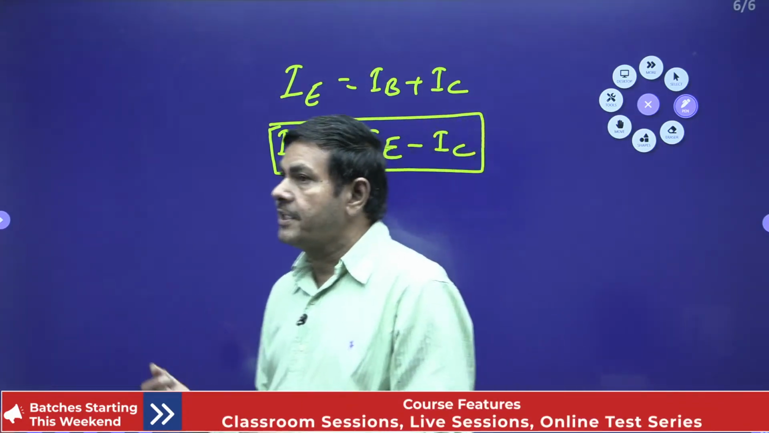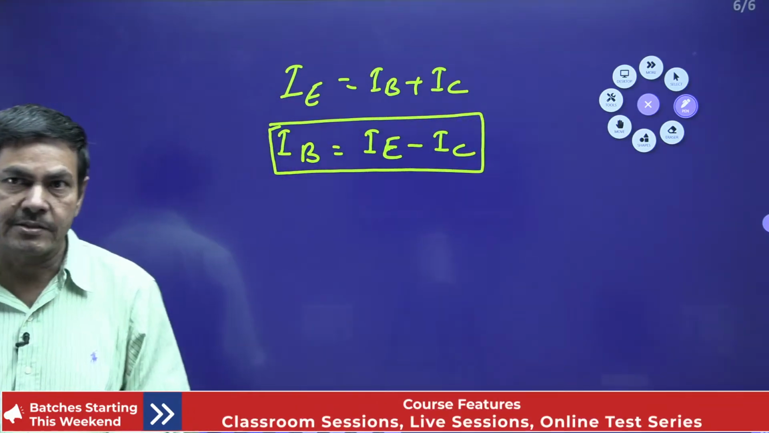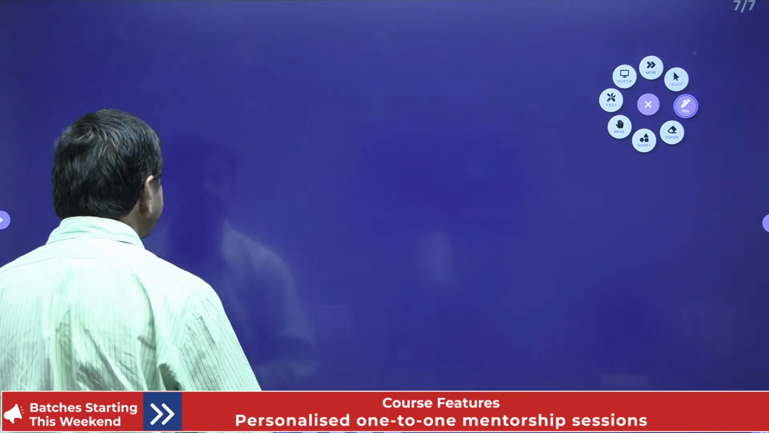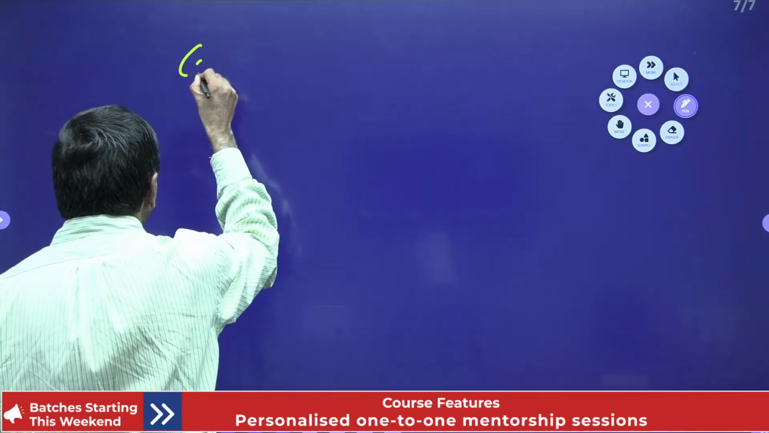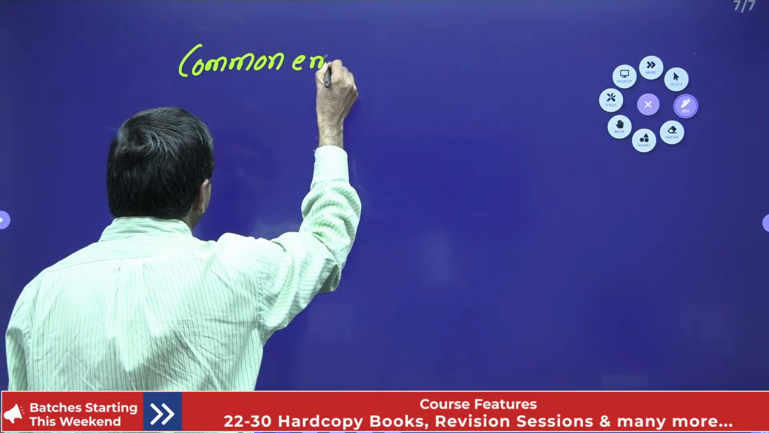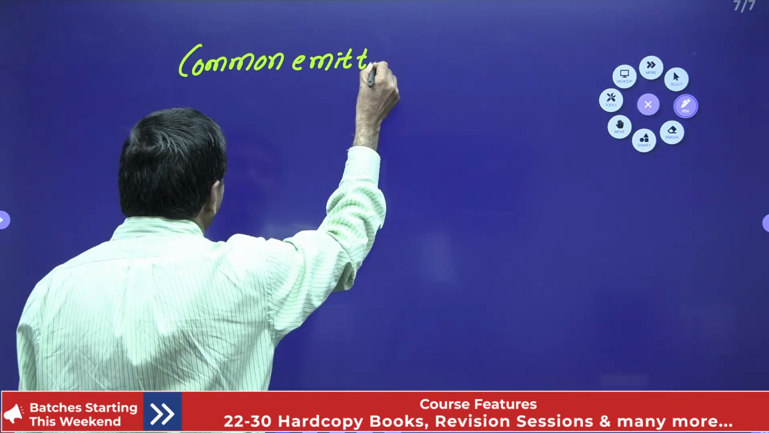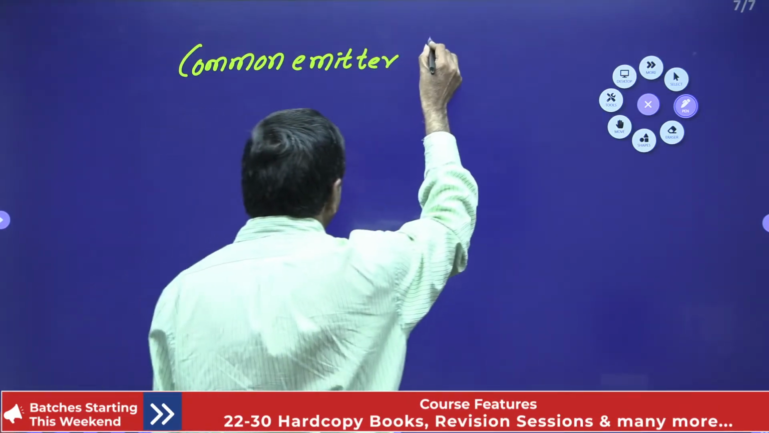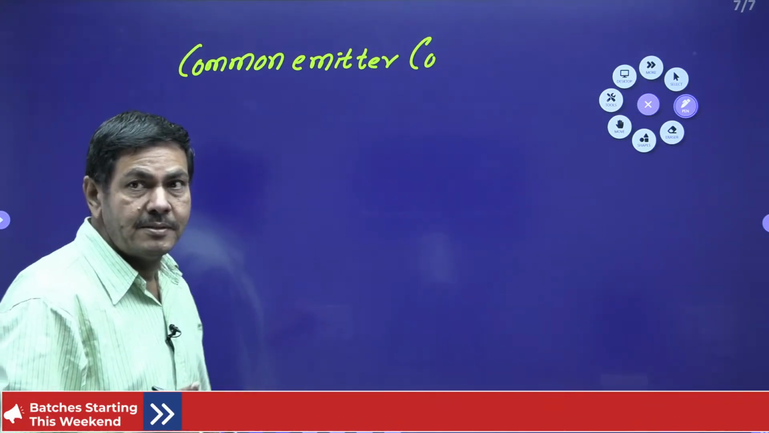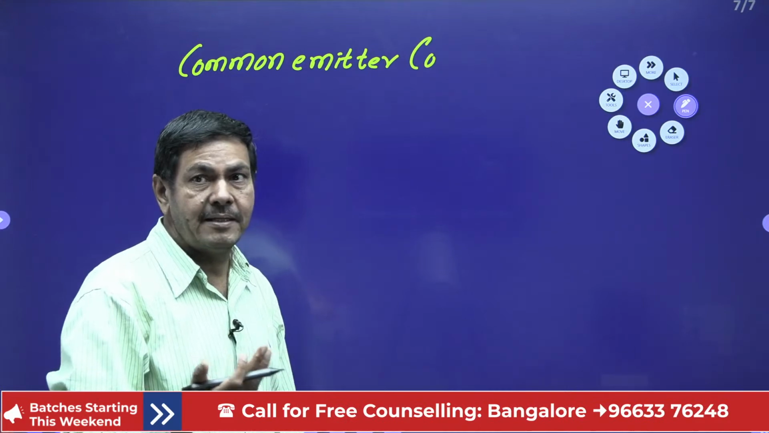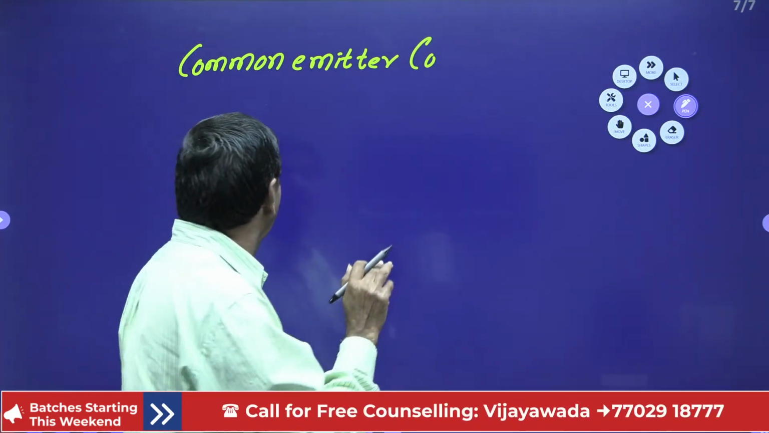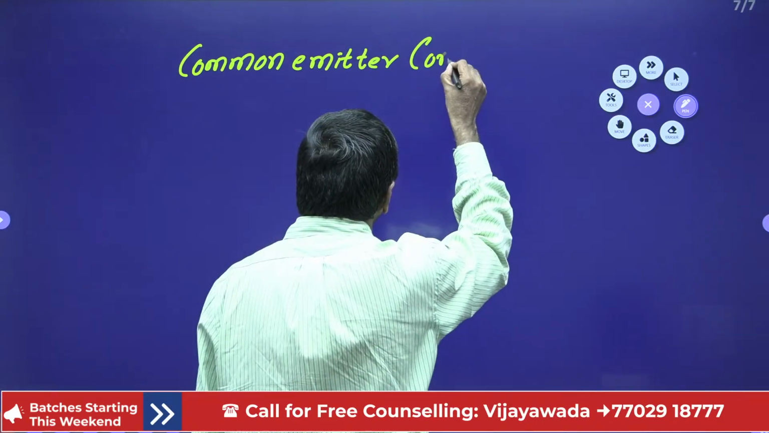And the next configuration we can enter now. What is the next configuration? Common emitter configuration. I wish to do the common emitter configuration, because we got one formula, alpha equals IC by IE. I gave that formula. That formula you must remember. Understand now. Common emitter configuration.